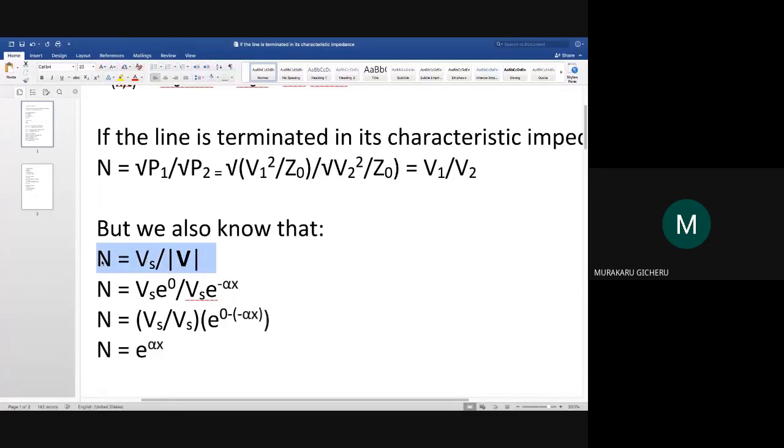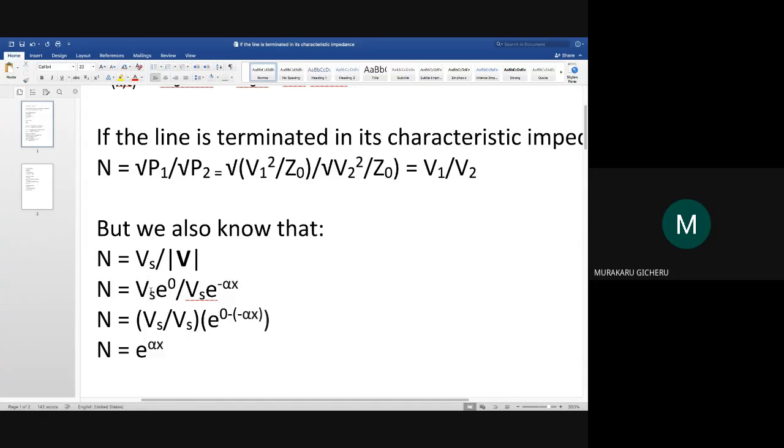This formula. Any issues on this formula? I got it from the notes. Because this Vs is the voltage, is V1. And this is V2. You guys can see that? Yes, no issues.